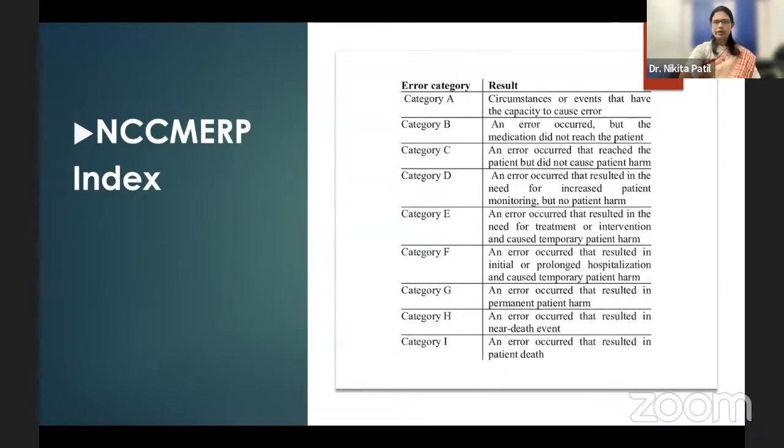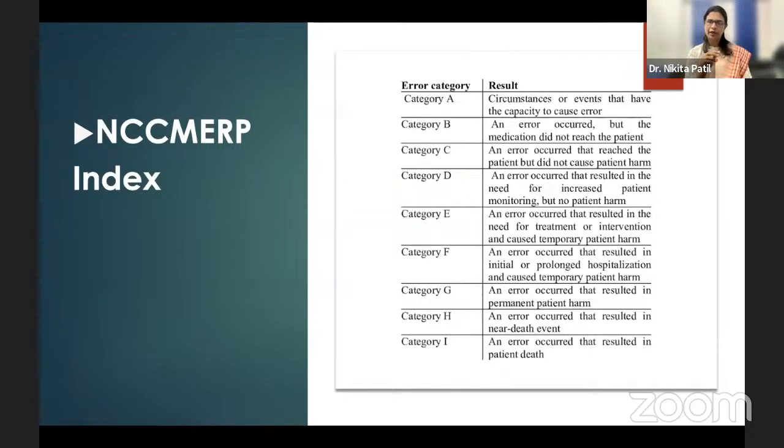Now this index is provided by the National Coordinating Council for Medication Error Reporting and Prevention. Here, as you can see, there are 9 categories. Circumstances or events which have the capacity to cause error, but no error is caused. To give you an example, I have a COPD patient coming for a surgery. I want to give, suppose, dexamethasone in this case, or Derriphyllin. I look at my trolley and I pick up the drug. I see it is there. Next to it, I pick up by mistake fentanyl. So there was a very high chance of an error, but because I saw it, it was avoided. So that comes under category A, which says that circumstances or events were there, but error did not reach the patient.